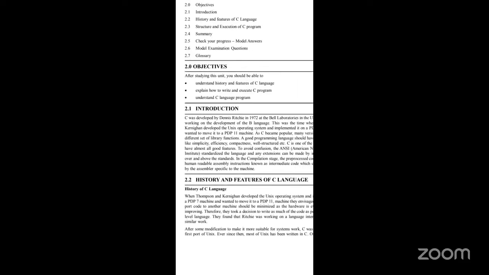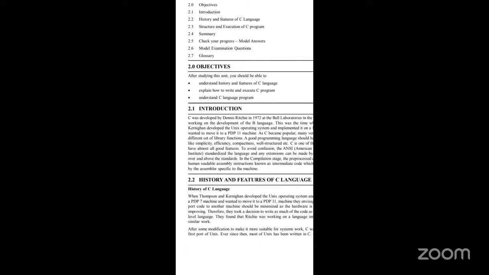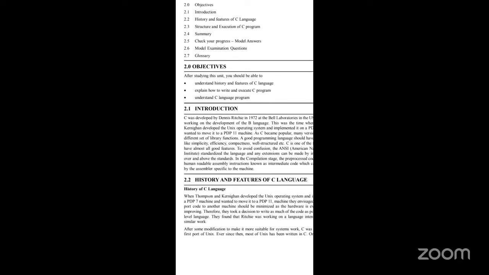C was developed by Dennis Ritchie in 1972. Its history and features: Ken Thompson developed the Unix operating system and implemented it on the PDP-7 machine, and wanted to move it to the PDP-11 machine. To assist that effort of porting, Ritchie worked on the C language.